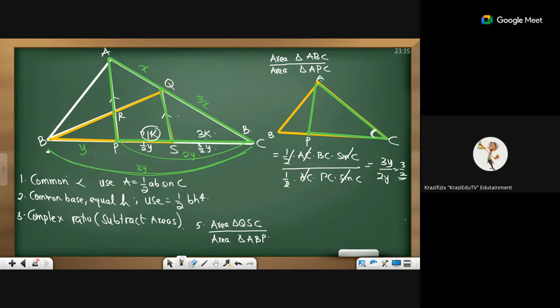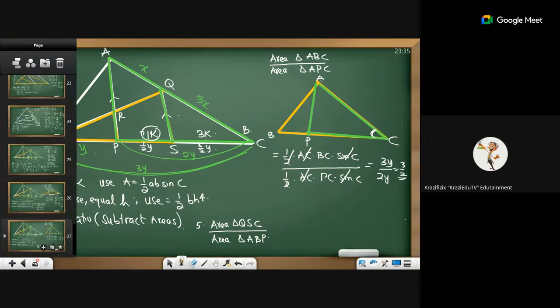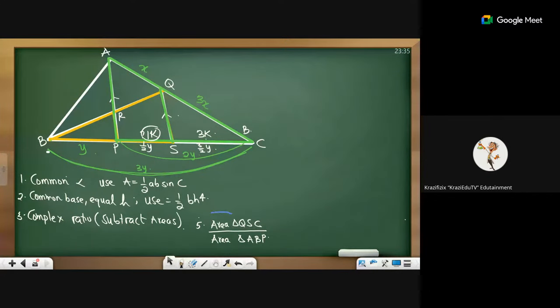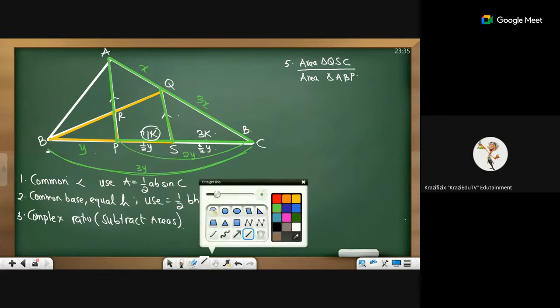Done. My last question for the night. Last one. What are we looking for? Number 5. The last one, QSC.